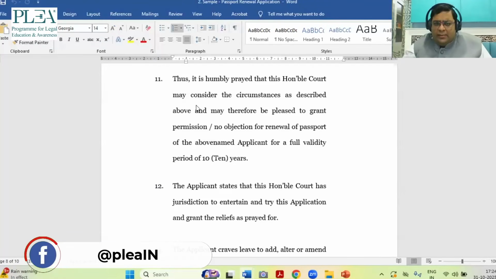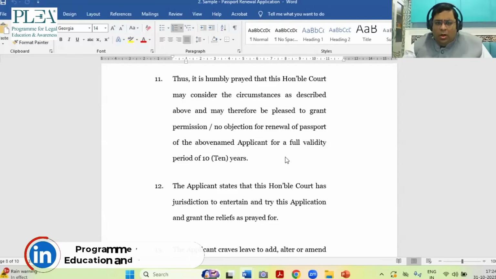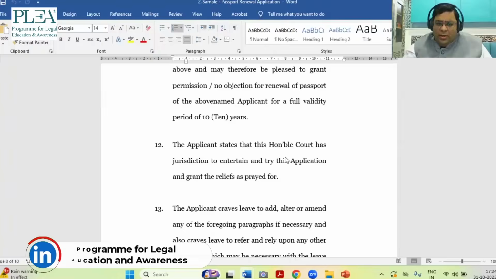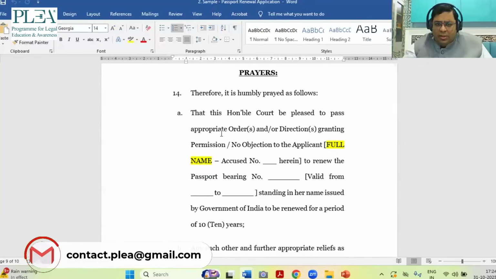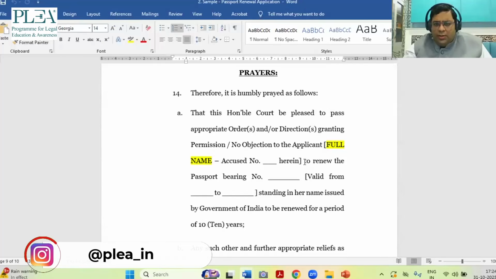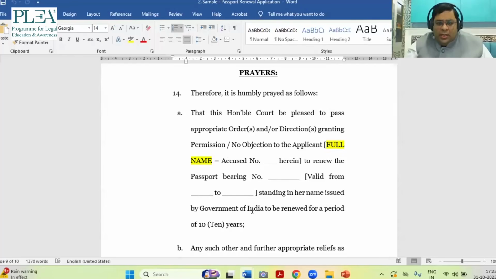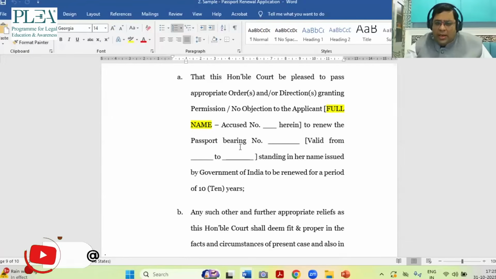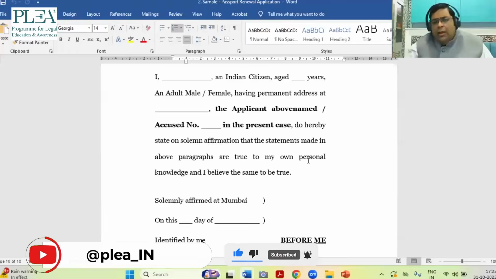Therefore, they pray. This is like a pre-prayer clause where it says that the court may be pleased to grant no objection or a permission for renewal of full validity. And this is your main prayer clause, that this court be pleased to pass appropriate orders or directions granting permission, no objection to the applicant. Write the full name, accused number, so and so herein. The passport bearing number, the unique identification number of the passport, valid from so and so date to so and so date, standing in his or her name by the government of India for a period of 10 years, and any other reliefs, and the verification clause.